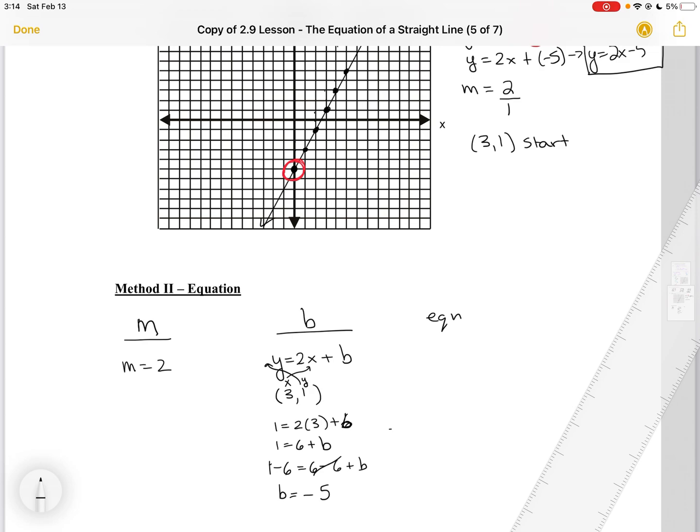My last step is going to be to write that equation. y equals 2x minus 5, which is the same thing I got from graphing.